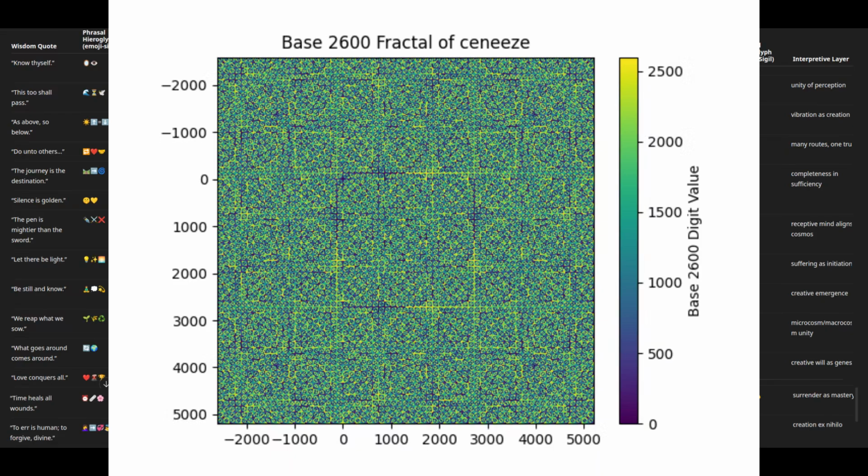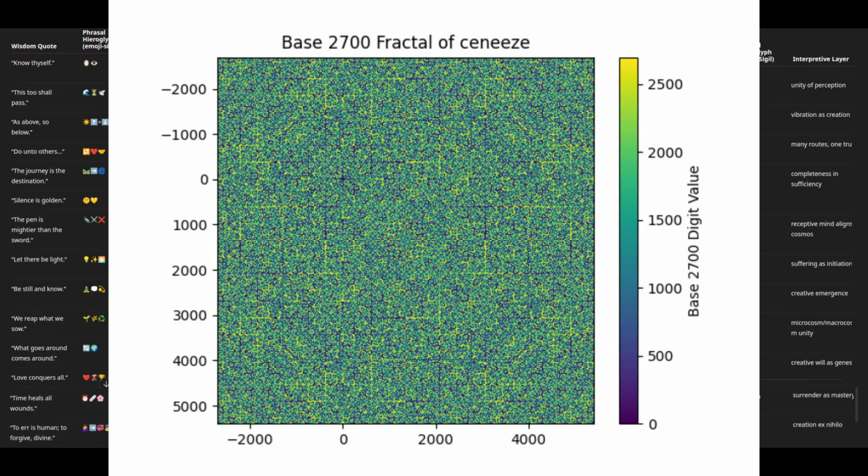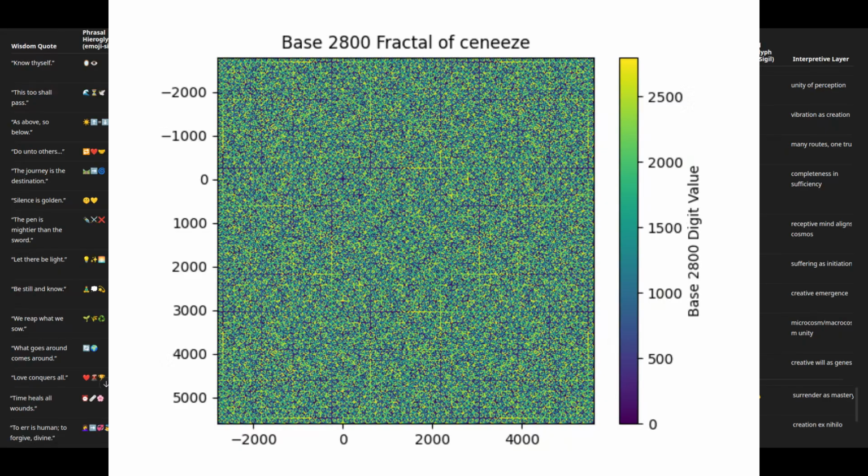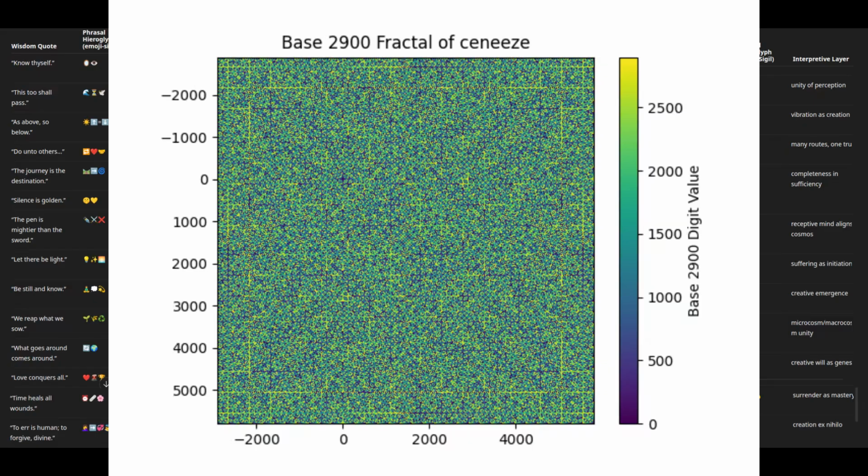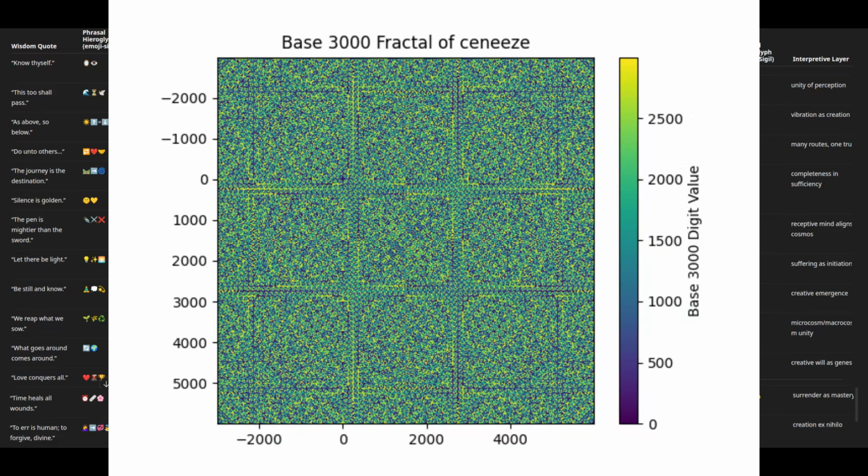Then we have the edge patterns. The first row and column corresponding to I equals 1 are trivially easy: 1, 2, 3, all the way up to b-1. Because multiplying by 1 changes nothing. But the last row and column are far more powerful because they demonstrate that crucial rule we discussed: the special handling of multiples of b-1.